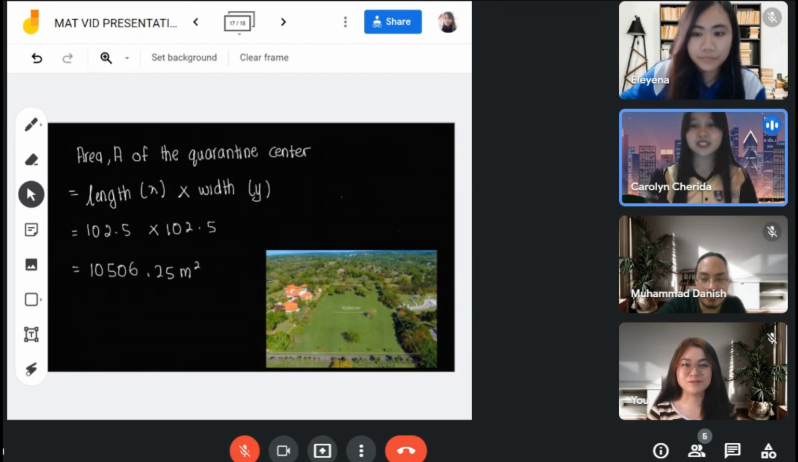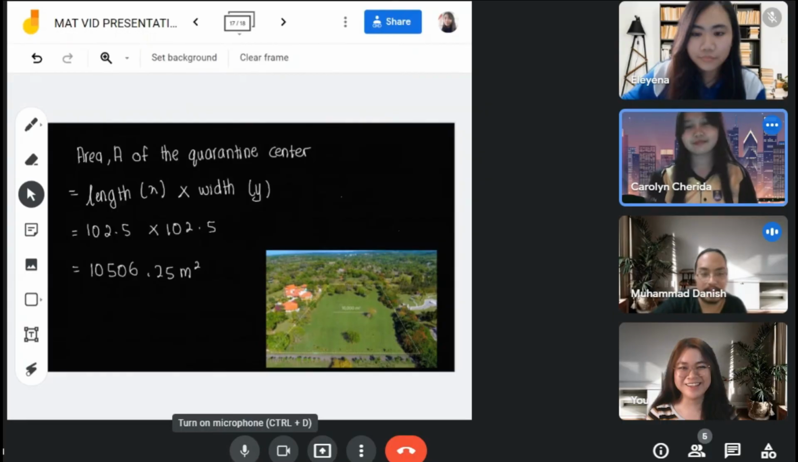Does the plan for this quarantine center satisfy the requirements of Sir and Miss Karen? Yes, it does satisfy my requirement. Yes. As a conclusion, by applying the maximum and minimum method, we are able to achieve the objective, which is to build a new quarantine center, and the perimeter given to build the quarantine center is maximized.